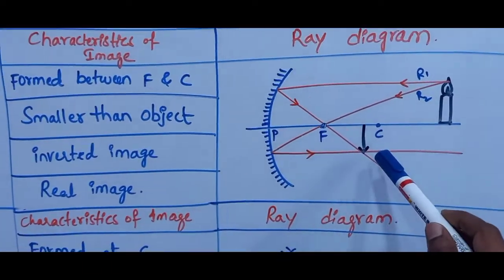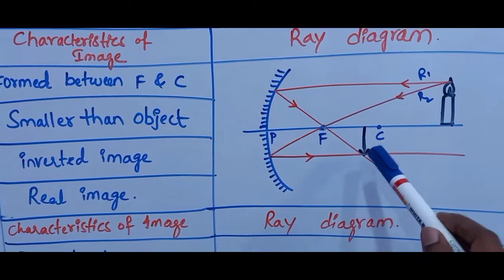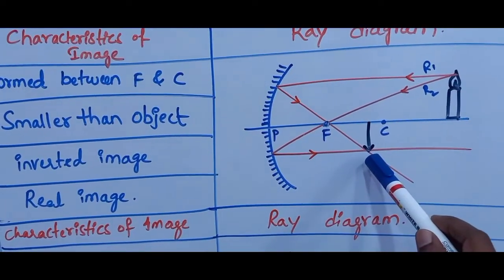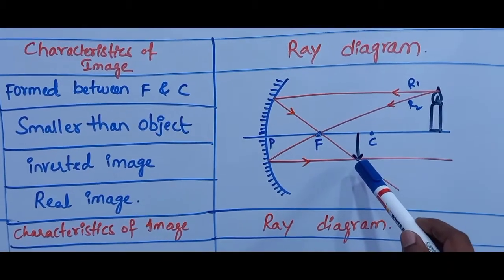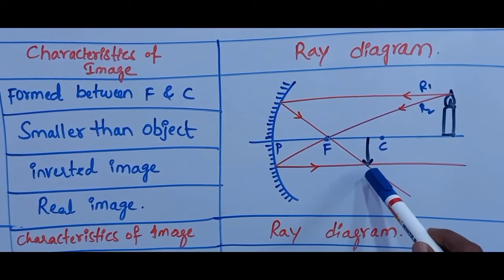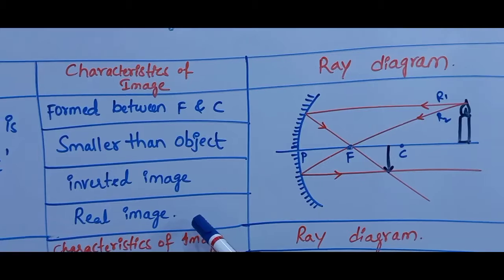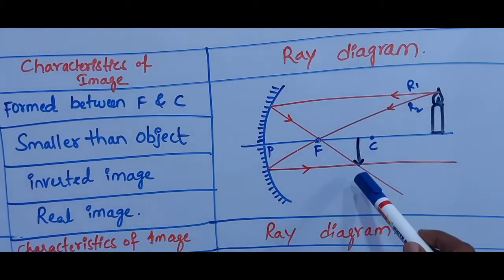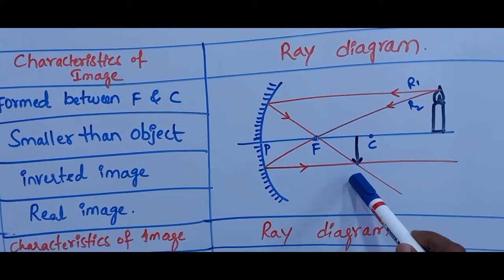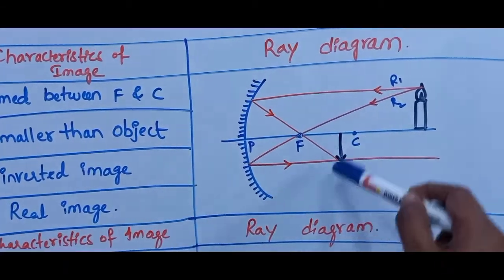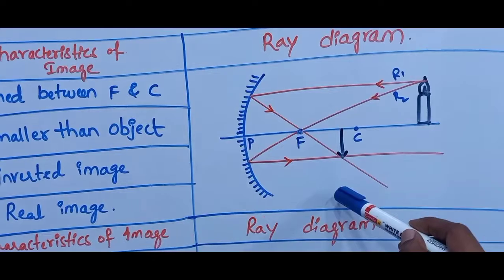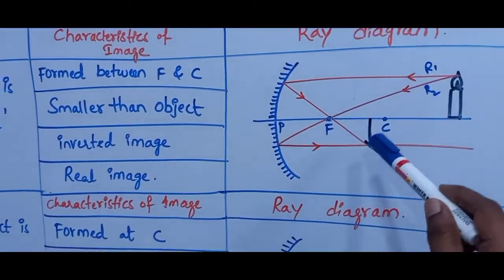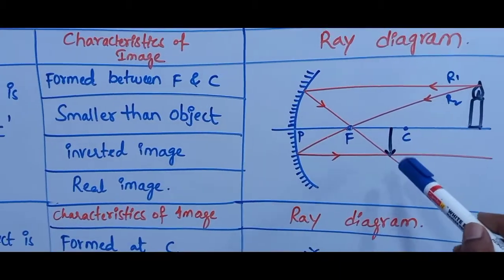Because it is formed in front of the mirror, we can easily catch this image on a screen. Hence it is the real image. All the images which can be caught on a paper or on a screen are said to be real images. I already said this point. So this is also a real image which can be caught on the screen. Suppose you keep any paper or screen in this particular place exactly, then we can find this image of the candle on that paper or screen. Like that we can catch that image. So this is said to be the real image.